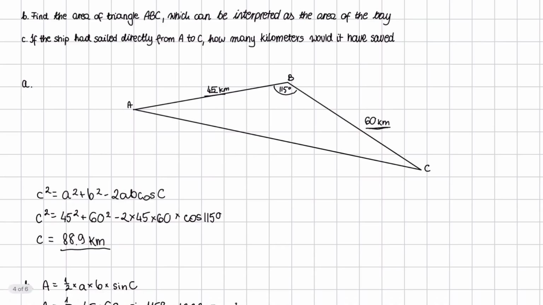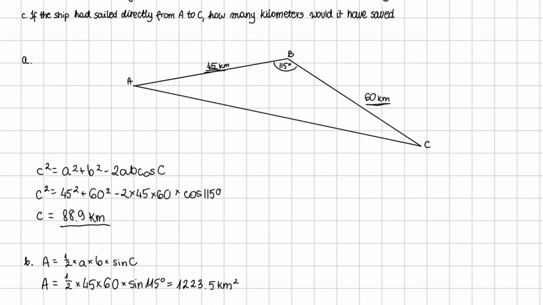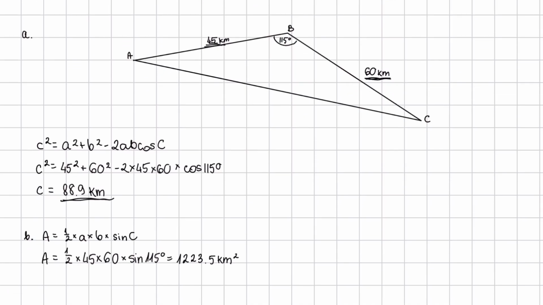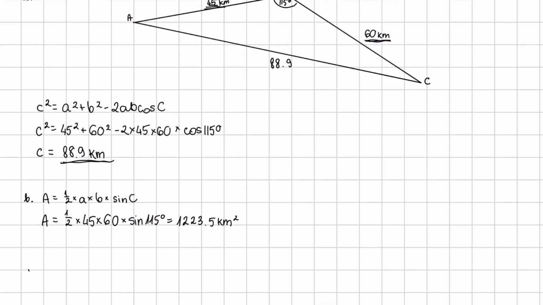And C, if the ship had sailed directly from A to C, how many kilometers would it have saved? So this is the distance that the ship traveled, and this is the distance that we found, 88.9, and this is the direct distance from A to C. So basically we have to add 45 and 60 and subtract 88.9, and this is 105 minus 88.9, so the final answer is 16.1 kilometers.